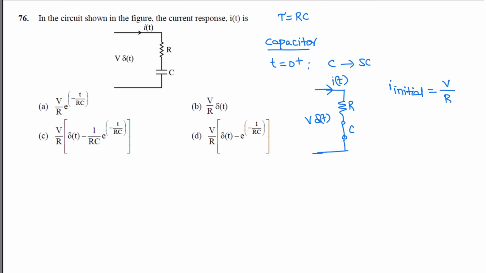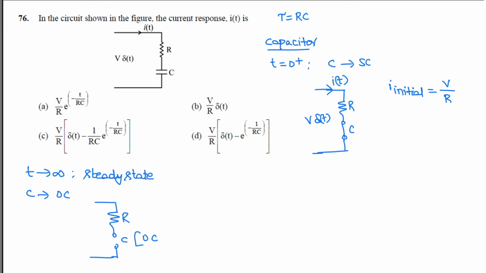At t equal to infinity, that is in steady state, the capacitor acts like an open circuit. So the equivalent circuit is the resistance R with the capacitor acting as an open circuit. In the initial state the capacitor acts like a short circuit, and the applied voltage is V delta of t. In an open circuit, the current is 0, so the final current is 0.